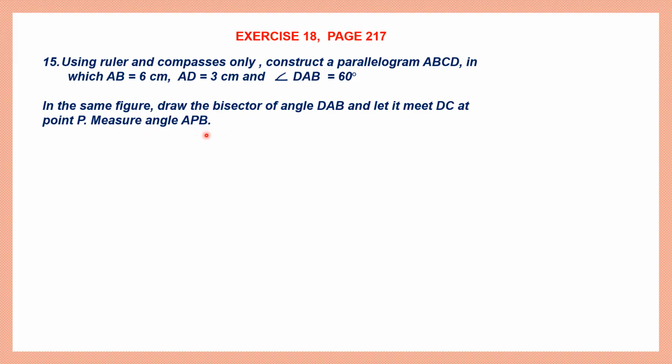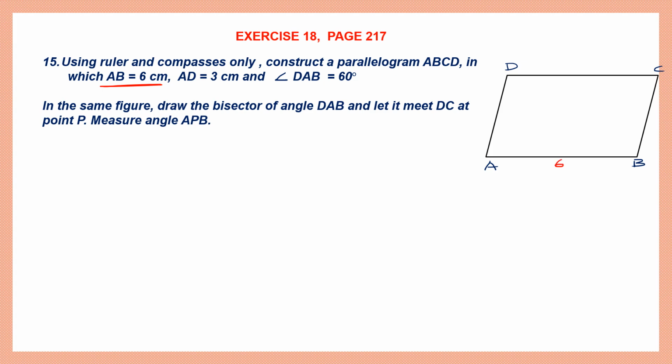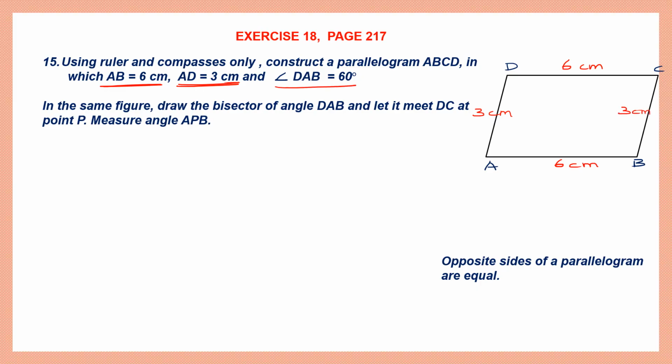Now let's draw a rough figure to understand this better. So we have a parallelogram, let's name it A, B, C and D. Now what is given to us in the question? AB is 6 centimeters. So let's mark that in the rough figure. So this is 6 centimeters. And we know that opposite sides of a parallelogram are equal. That means this is also 6 centimeters. Then we've been given that AD is 3 centimeters. That is, this is 3 centimeters. That means the other side BC is also 3 centimeters. And angle DAB is 60 degrees. So this much is given for the parallelogram.